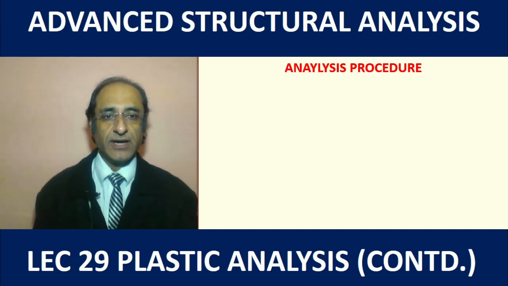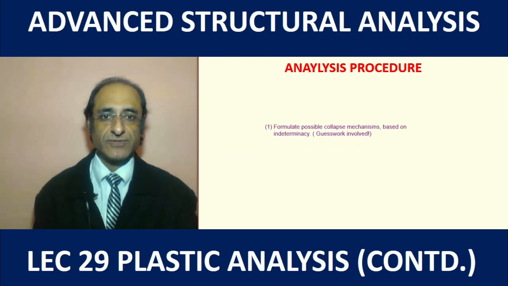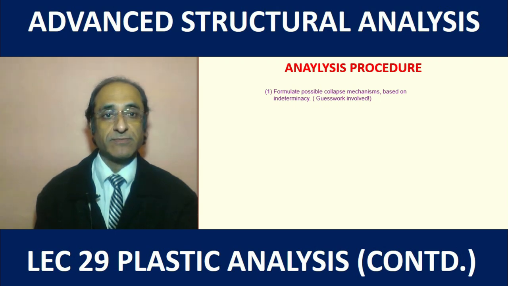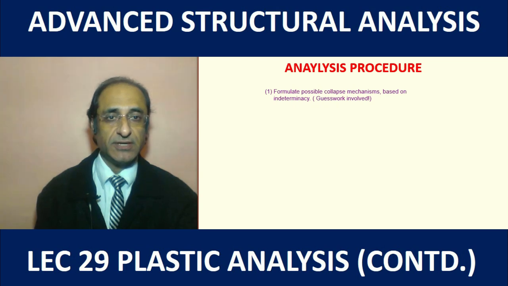Now let's continue further and define the analysis procedure, how we'll be applying these two theorems. So our first step will be that we'll formulate some possible collapse mechanisms, and here limited guesswork is involved in the case of indeterminate structures, but then we'll devise some guidelines based on the experience we have gained so far. For example, if the structure is indeterminate and the degree of indeterminacy is 2, we'll need 3 hinges to form, and there may be possible ways or scenarios in which the hinges can be formed.